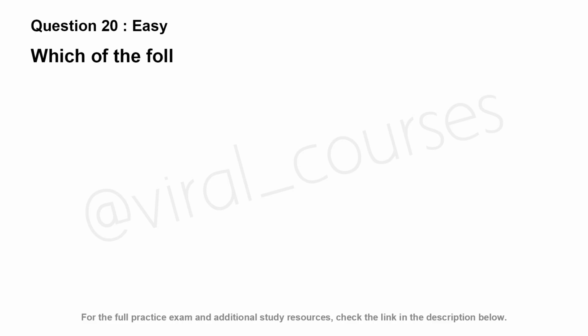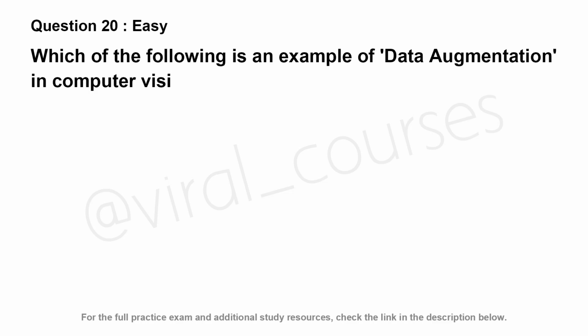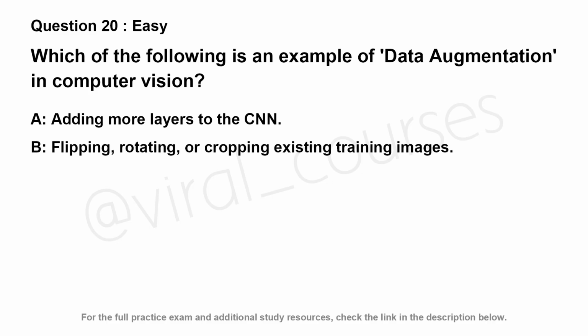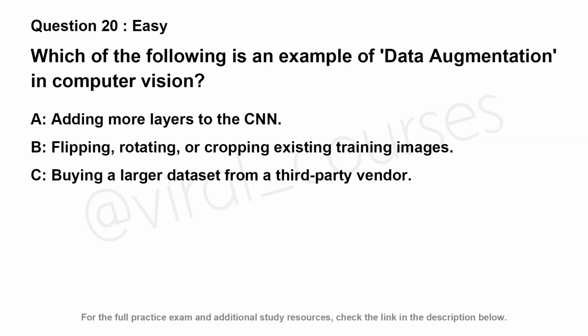Which of the following is an example of data augmentation in computer vision? Option A. Adding more layers to the CNN. Option B. Flipping, rotating, or cropping existing training images. Option C. Buying a larger dataset from a third-party vendor. Option D. Using a more powerful GPU for training.